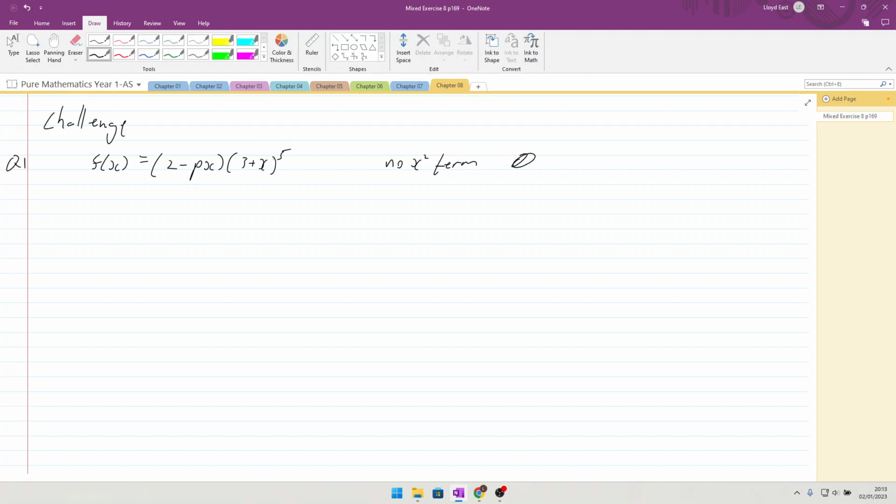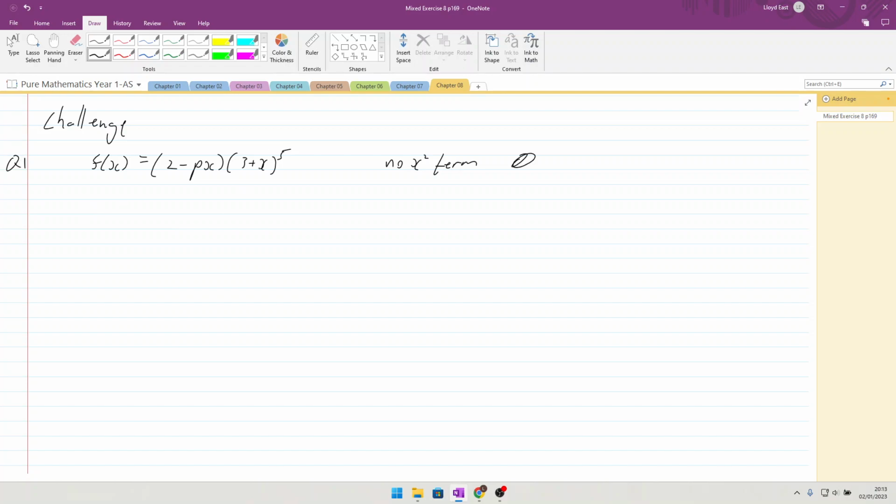Or what you could do is take the (3 + x) to the power 5, find the x term for it, and find the x squared term for it. Then when you multiply it through, you would have just what you need to make up the x squared term. So let's show you what we mean.